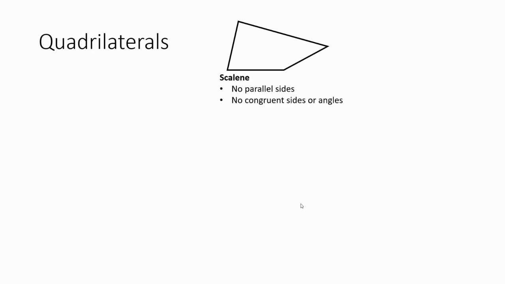Four-sided figures are called quadrilaterals. And here we've got a lot more variety and names to know. We'll start with the basic. If there is nothing regular or interesting or standardized about it at all, it is again called a scalene shape. Just means it's got some sides. No parallel sides, no congruent sides, no congruent angles, probably no right angles either.